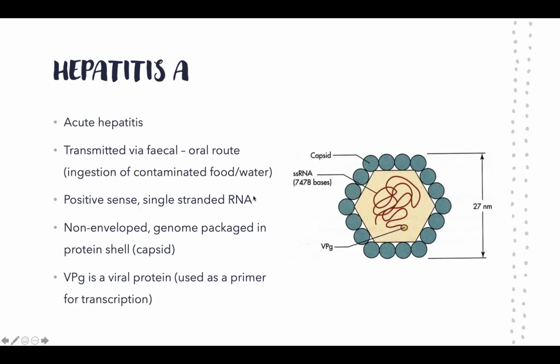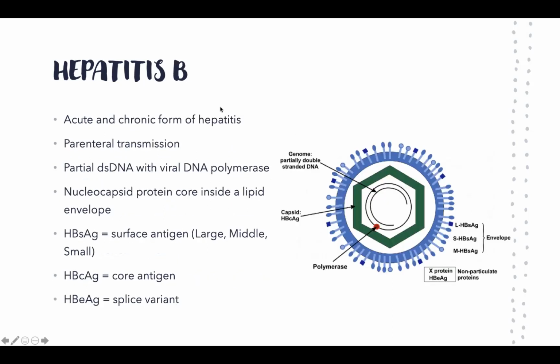So there's a single-stranded RNA. It's non-enveloped, so it has a strong capsid outer structure. So it's packaged in a protein shell. There is VPg, a viral protein, and this is used as a primer for transcription once inside the host cell.